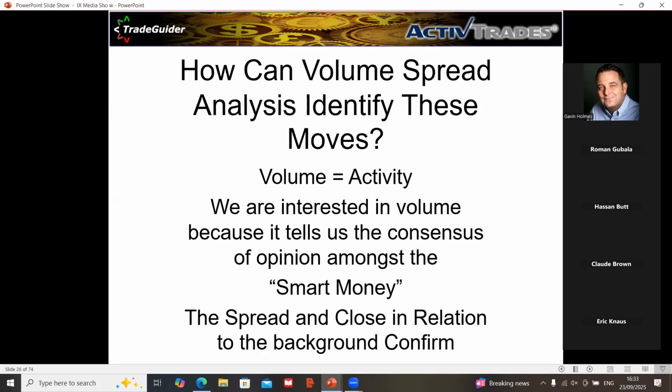Now, when we go forward, we must understand, how can volume spread analysis identify the moves of the big money? Well, volume is activity. That's it. There's no other description. I can't give another word for it. Volume is activity. And it's the activity of human beings or computers. I don't know if AI is having a big effect, but it's definitely there, and I can see it. And if you go to the YouTube channel /TradeGuider, go and look at what happened.